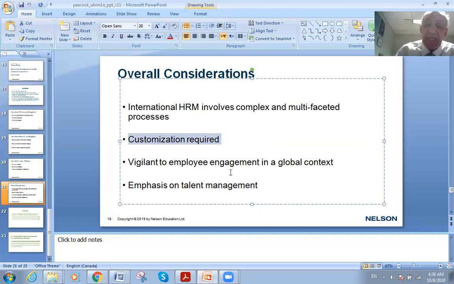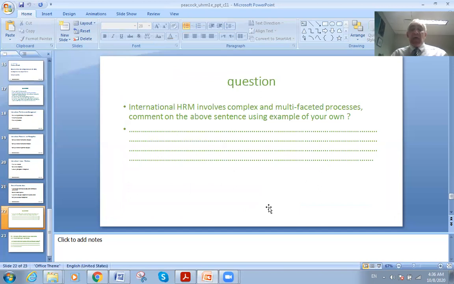Vigilant to employee engagement in a global context. Emphasis on talent management. Yes, that's true, because you will focus on talent management when you work abroad, multinationally or internationally. You will have people who are talented and have very good new ideas. When you sit and brainstorm with them, they give you more ideas because they are more open minded and they work in different places and have a lot of experience. That's why.